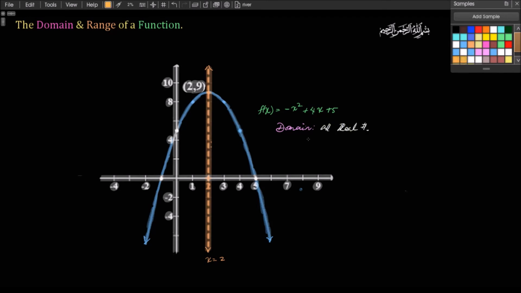Now how about the range? Can y be any value? No, right? Because y cannot be anything beyond this, like over here. The vertex here is 2, 9. So the only y values are in this direction, from 9 and below. So the range of this function, f of x, will be less than or equal to 9, because the function values do not go beyond that 9. So the domain will be all real numbers, and the range will be restricted to f of x less than or equal to 9.